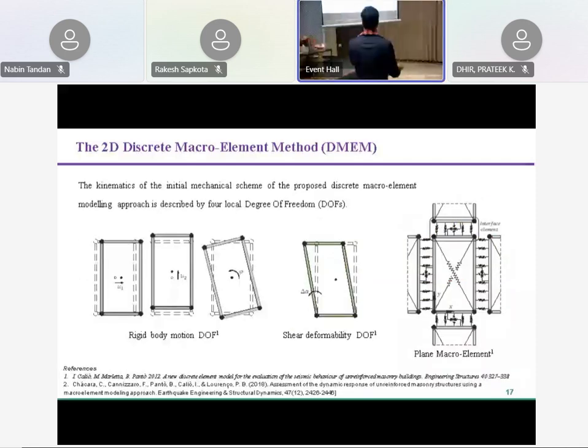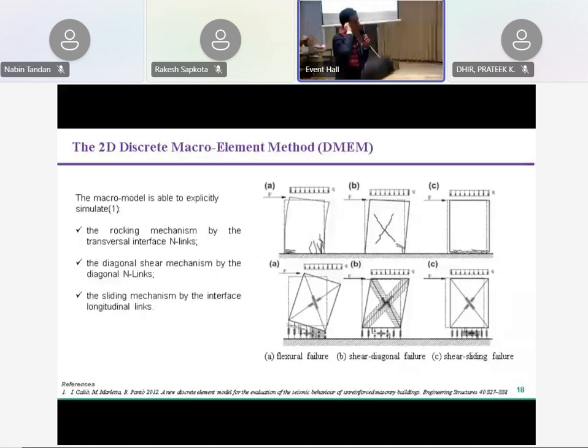I will skip this one totally, and I go to this, which is quite important. Even though the model is very simple in terms of mechanical scheme, we can recognize it can simulate the three failure mechanisms we presented above, using the different links we introduced.